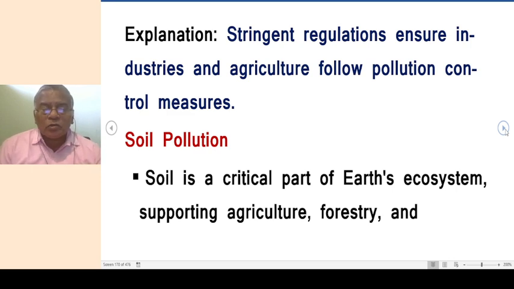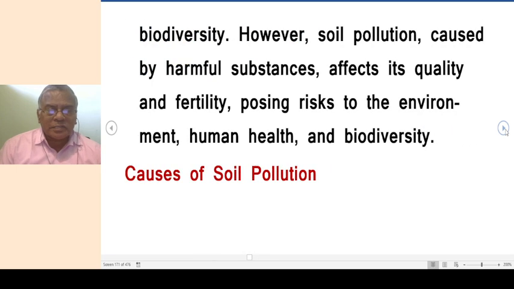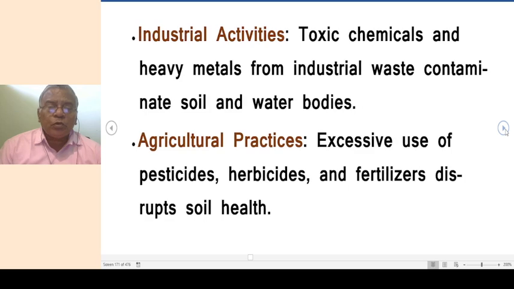Now let us talk about soil pollution. Soil is a critical part of Earth's ecosystem, supporting agriculture, forestry, and biodiversity. However, soil pollution caused by harmful substances affects its quality and fertility, posing risk to the environment, human health, and biodiversity. What are the causes of soil pollution?